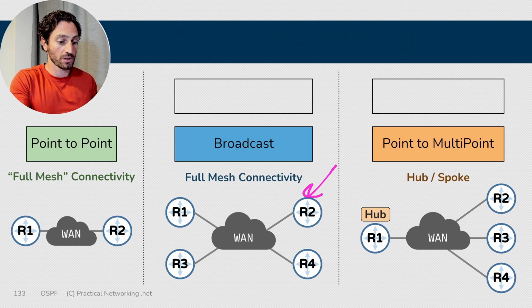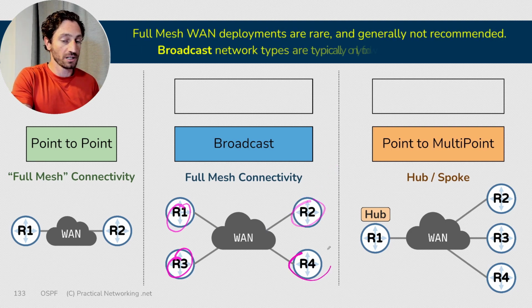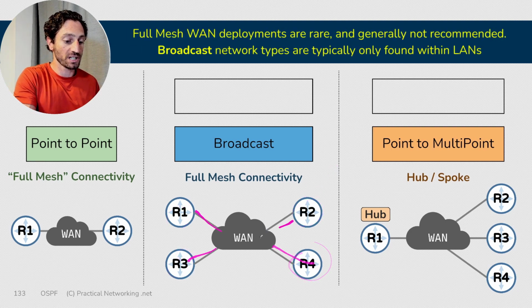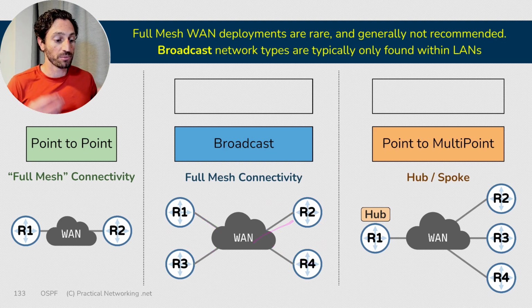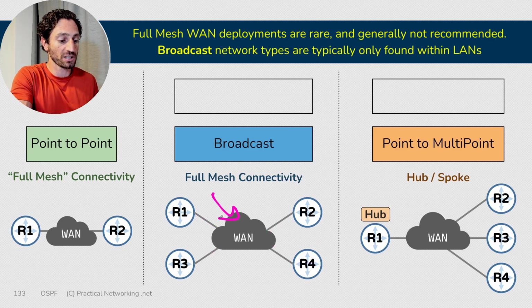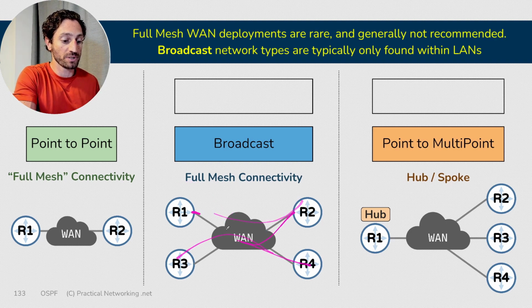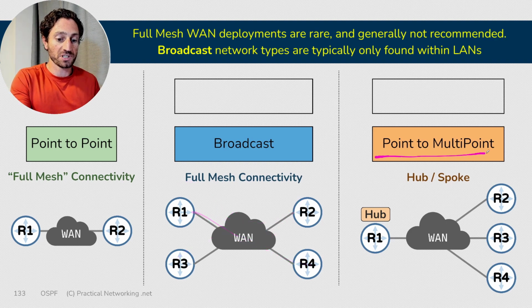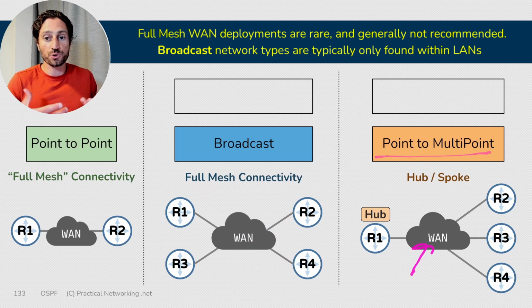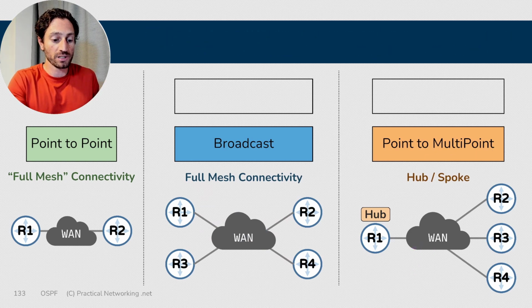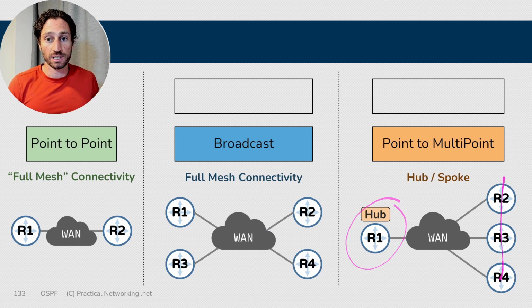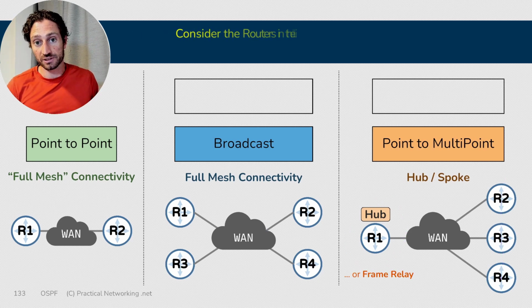With broadcast networks, you have multiple different sites all connected using some sort of WAN technology via some ISP, but the main point is that with this WAN technology, you do have full mesh connectivity, which means all these routers can all speak to each other. With point-to-multipoint, you're still using some sort of WAN solution, but they're deployed in some sort of hub and spoke topology, something like DMVPN, for example.